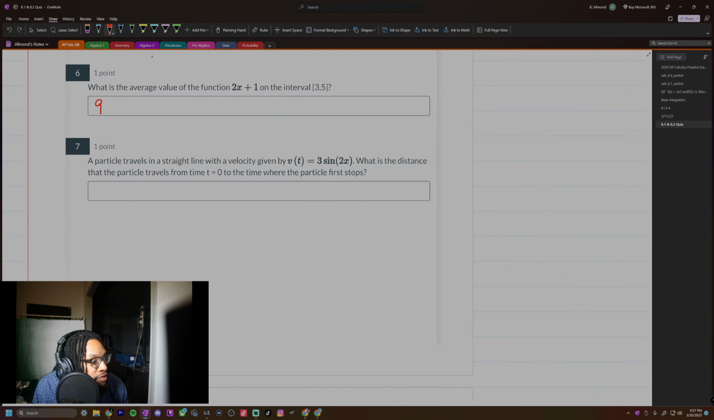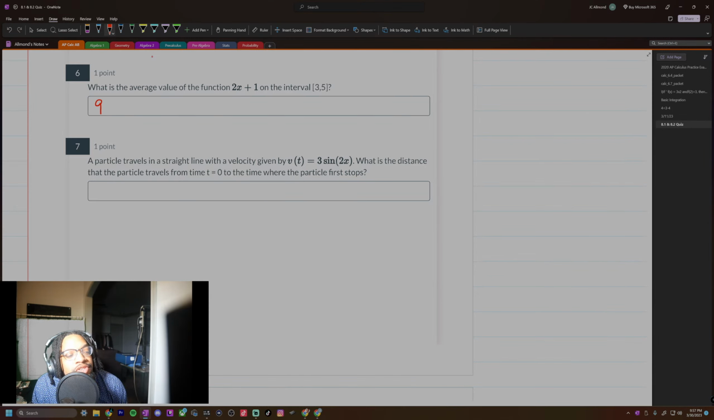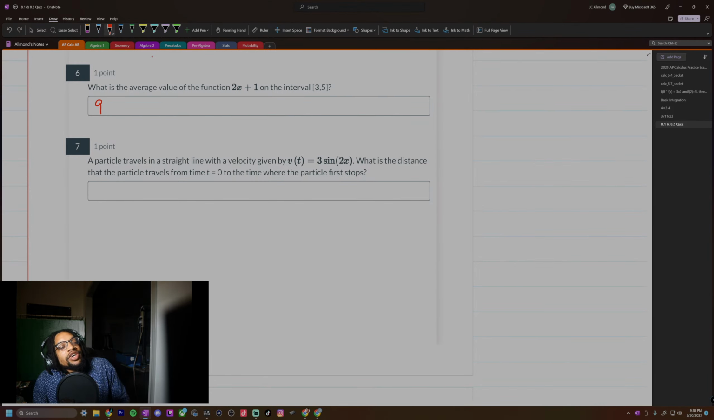Okay, so a particle travels in a straight line. I give you velocity. I don't even give you acceleration. We skip straight to velocity. What is the distance traveled from time t equals 0 to the time where the particle first stops? This one, when you read it, it sounds crazy, but just think about it. What happens when a particle stops? The velocity is 0. So we just got to find out what time it is when velocity is 0. That'll give us our bounds for our position function.